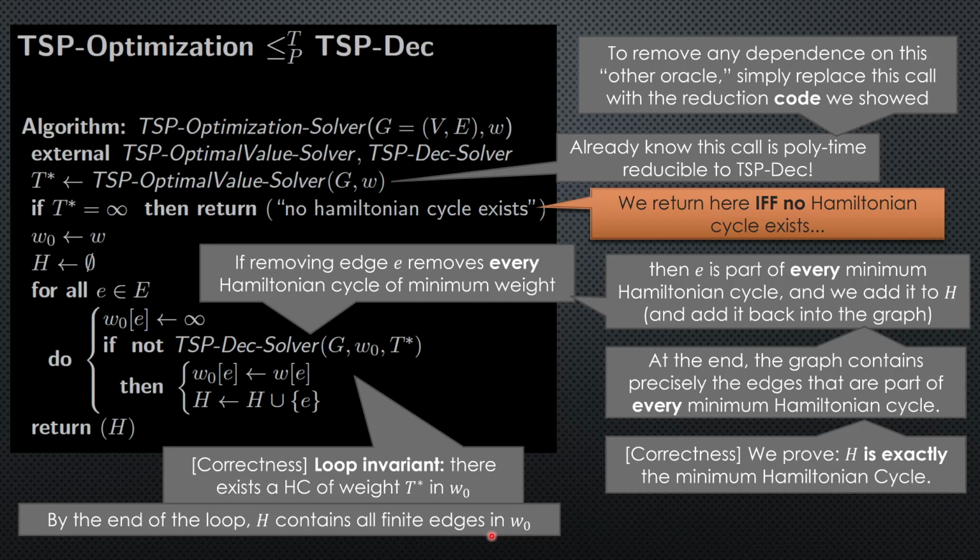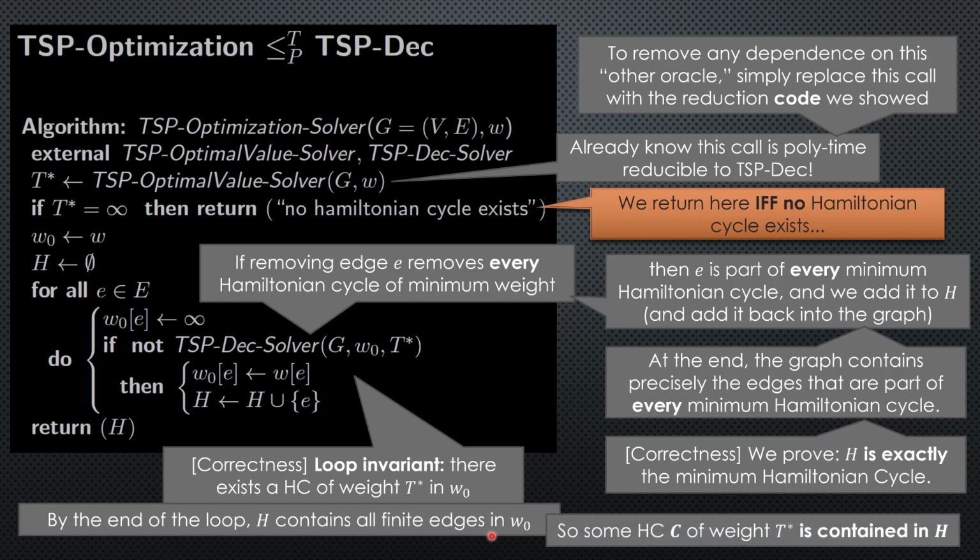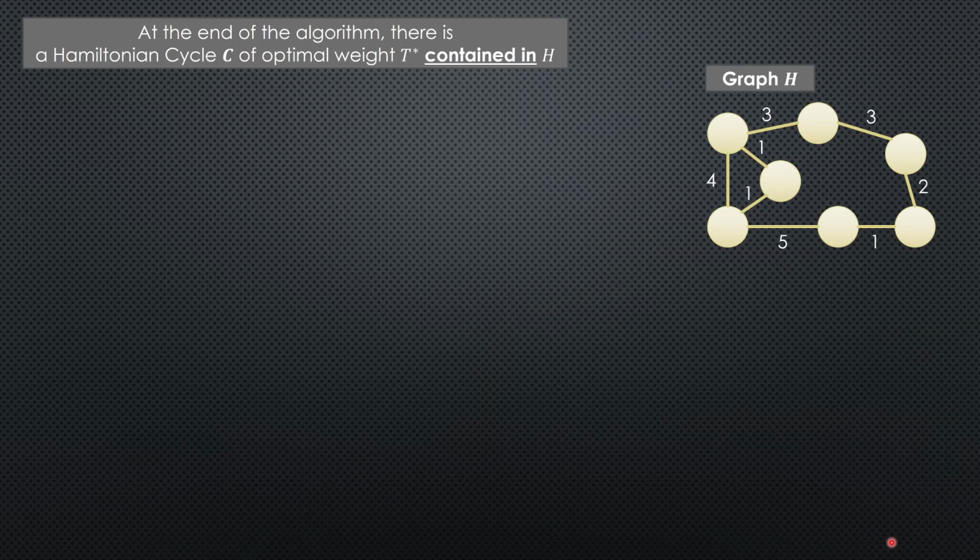That's not the same as saying H will contain precisely a Hamiltonian cycle of optimal weight. Okay, there might be some extra stuff in H. So there is a Hamiltonian cycle C of optimal weight contained in H, but there might be some extra edges. Well, what if there are some extra edges in H? And here I'm going to draw this out, this part of the proof.